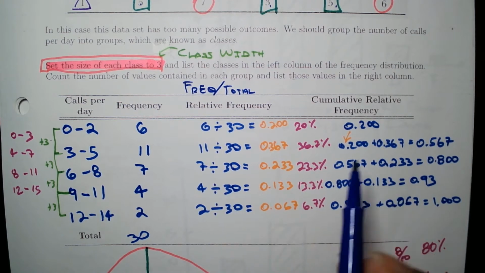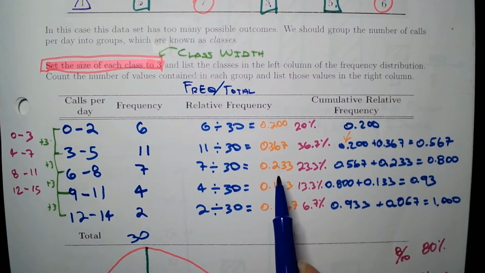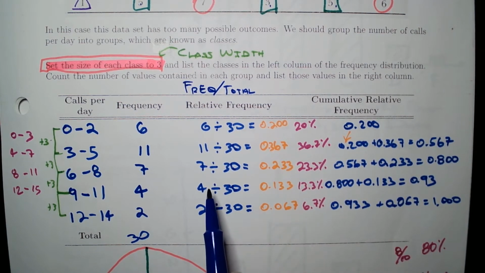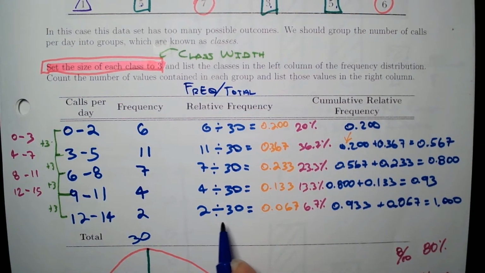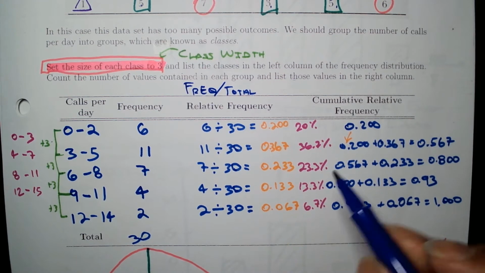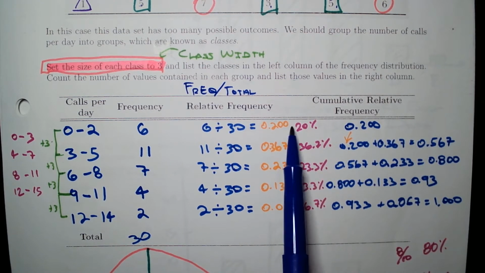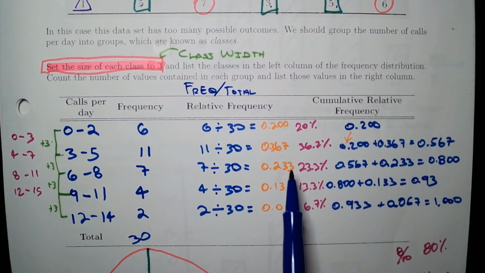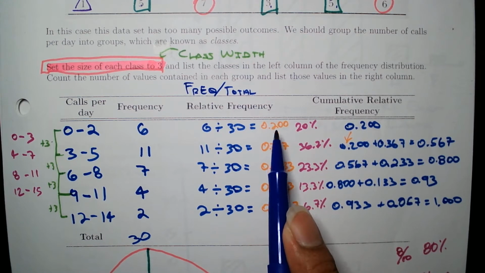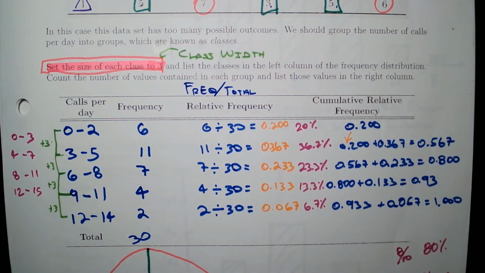7 divided by 30, 0.233. And 4 divided by 30, 0.133. And 2 divided by 30, it's 0.067. And of course, you might want to change those to percentages because, well, depending on the homework question or the exam questions, you might be asked to report one or the other, or possibly both versions of it.